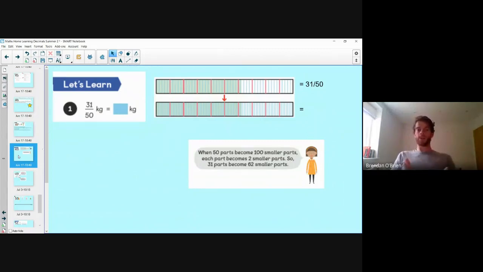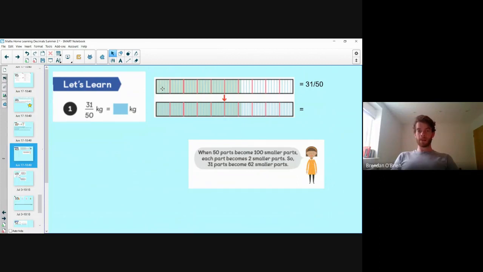So, how are we going to do that? Well, we're going to use the bar method to help us do this. So these bars here represent 50, and they go up in increments of 5 with the red lines, and the blue lines represent 1/50th. So every time we see a red line, that's 5/50ths. Every blue line is 1/50th.